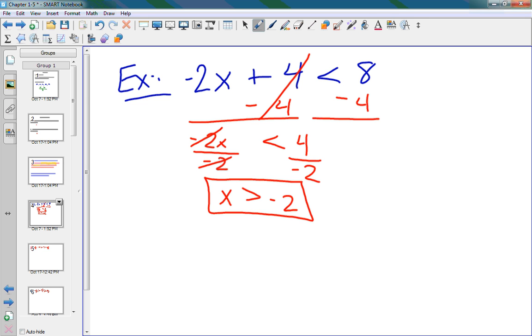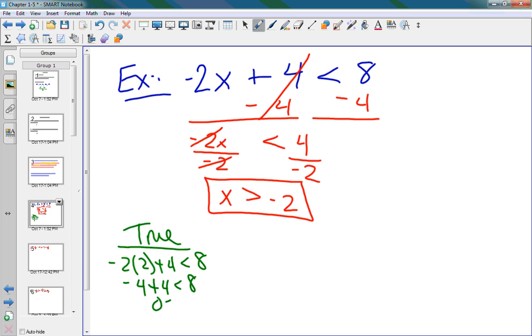Now, I want to plug and chug values in for x and see what values make this a true statement. This says that all the values to make this a true statement are going to be values that are bigger than negative 2. So a number bigger than negative 2, let's say, positive 2. So negative 2 times 2 plus 4 is less than 8. This is negative 4 plus 4 is less than 8. Negative 4 plus 4 is 0. Is 0 less than 8? Yes, that's a true statement.